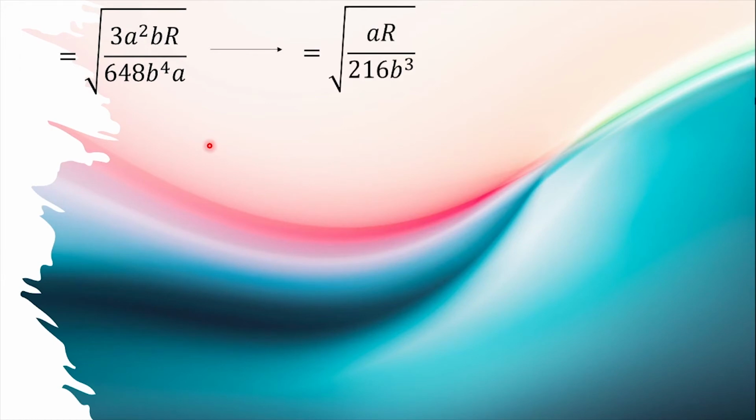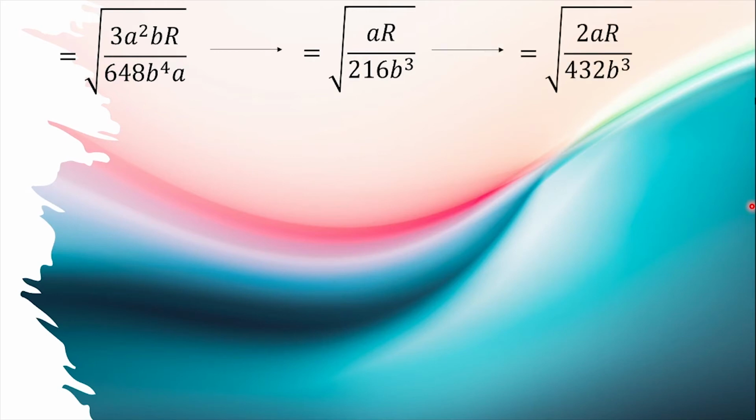We simplify it by canceling like terms. So a squared over a, the squared will cancel, this would cancel, this would cancel, and this would cancel, giving it a 3. So what is left is a, also 648 divided by 3 is 216.